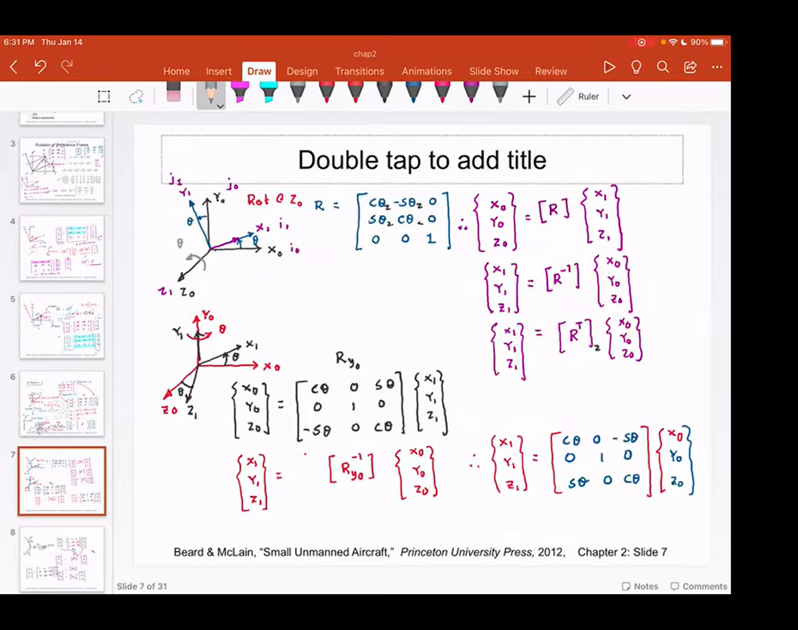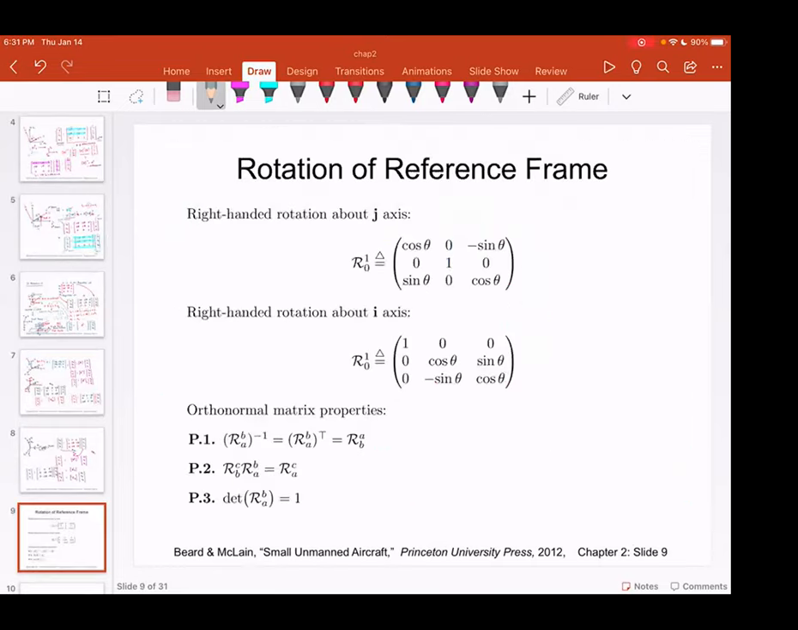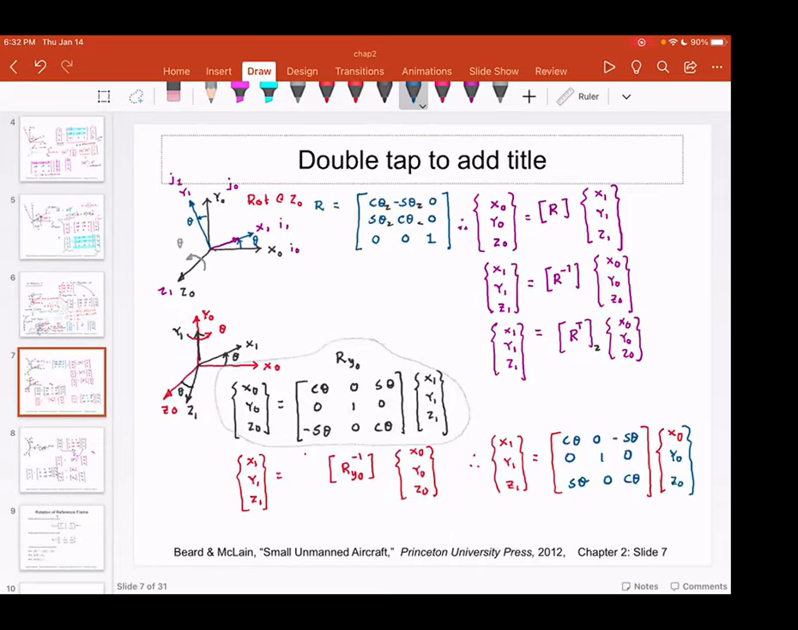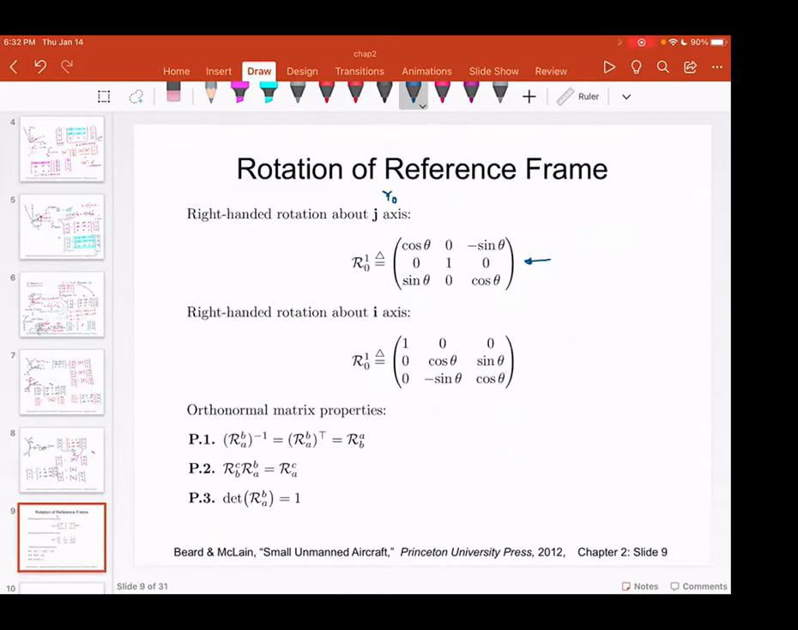I want you to focus on this formulation here, and on this one here. This is what we will use when we study the dynamics. Now look at the right-handed rotation about the J-axis, which is what is discussed in the textbook. The right-handed rotation about the J-axis is the rotation about Y0, and this is the same rotation matrix that we obtained for the rotation about Y0. So this is about Z naught, this is about X naught, and then there is Y naught.